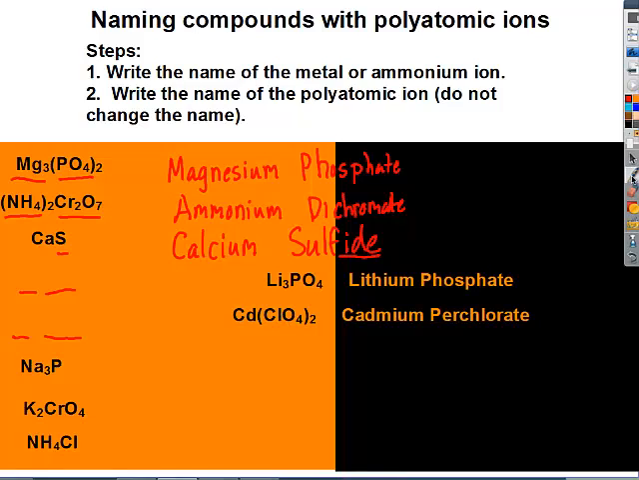Next one. My positive in this one is Na, which is sodium. My negative is phosphorus. Neither one of these is a polyatomic ion. Do not forget how to name these. I need to change the end of phosphorus to phosphide in this case. So when you're naming them, it'll be sodium phosphide.